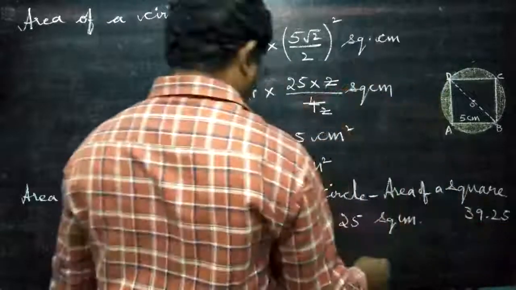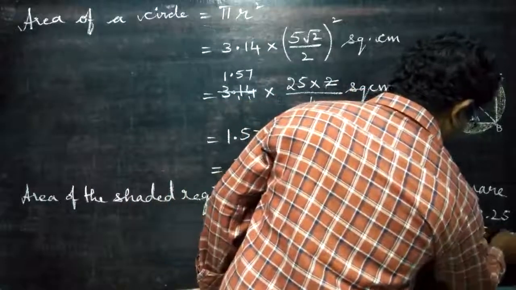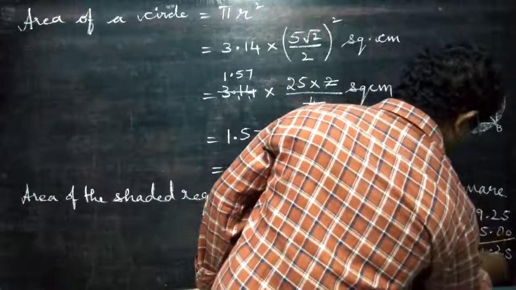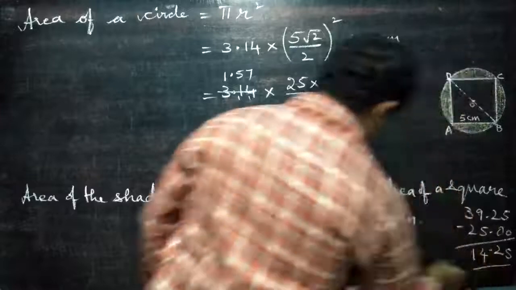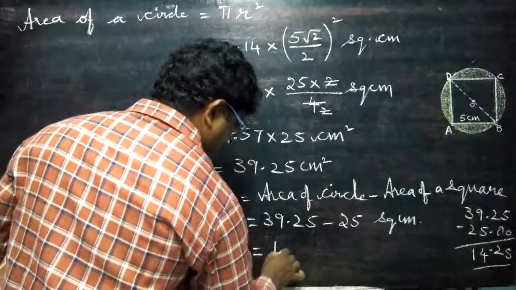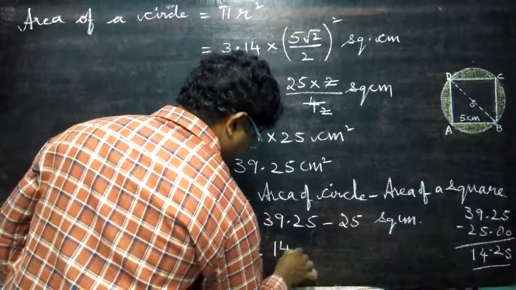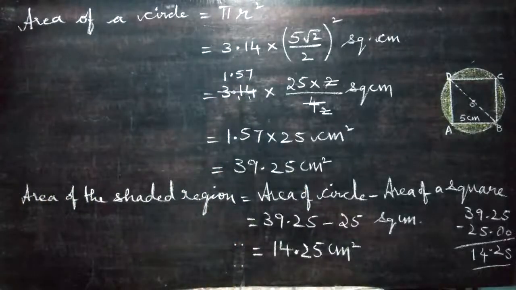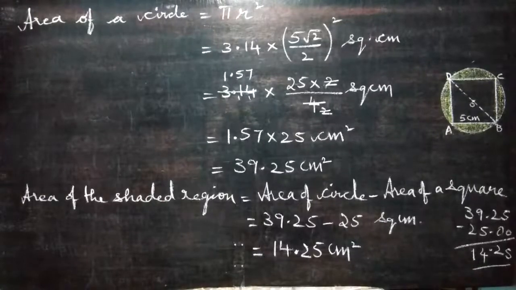39.25 minus 25. I keep 0.00, so 0.25. 9 minus 5 is 4. 3 minus 2 is 1. So what is the area of the shaded portion? 14.25 square centimeters. Write the conclusion. Therefore, the area of the shaded region is equal to 14.25 square centimeters.